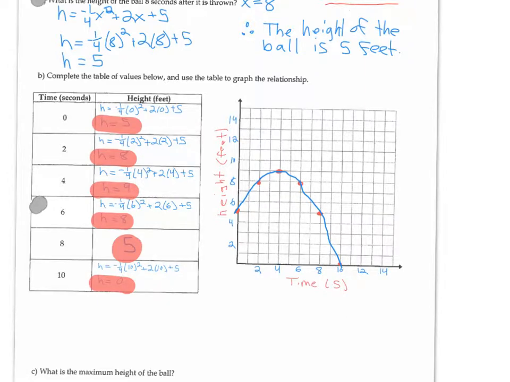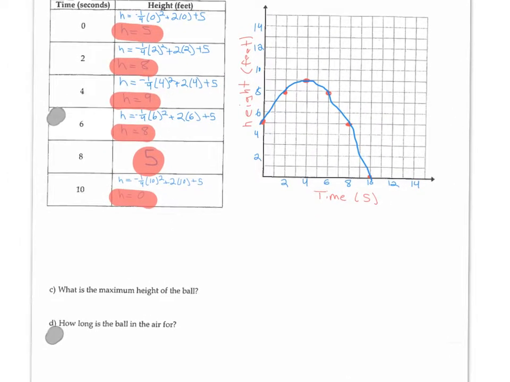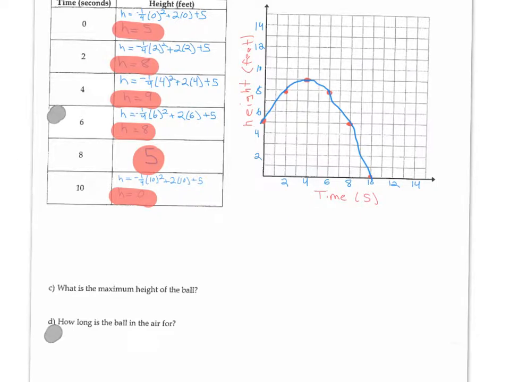To finish off this problem, we have 2 questions we need to answer. Very straightforward. Our first question is asking us, what is the maximum height of the ball? We know the maximum height of anything is going to be the vertex if it's a parabola that's opening down. So our vertex, maximum height, the y value of our vertex is right here at 9. So the maximum height of our ball is 9 feet.